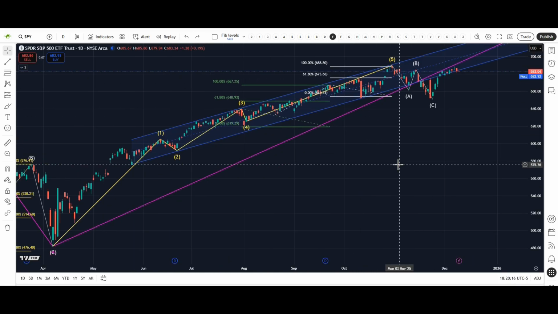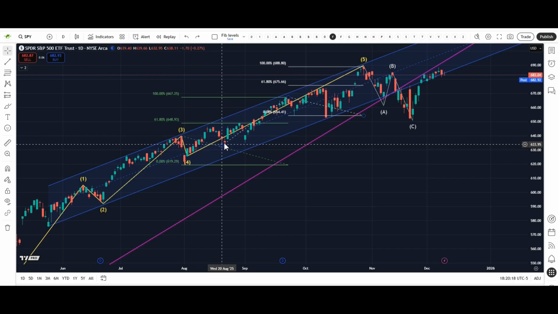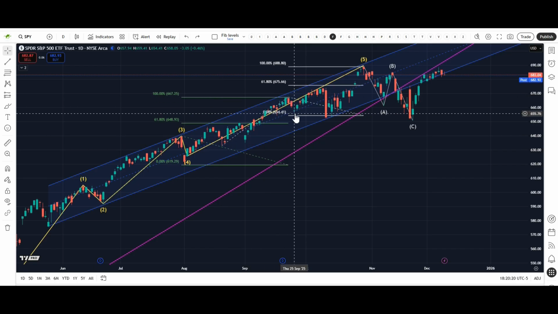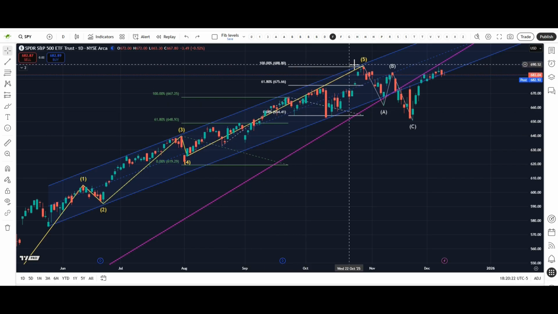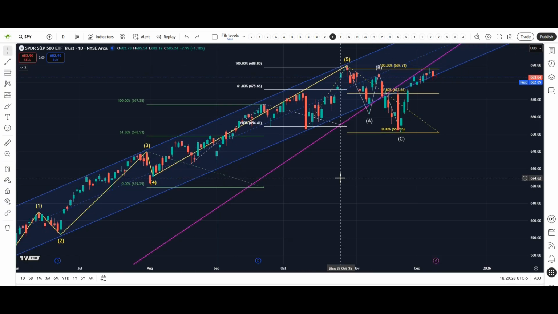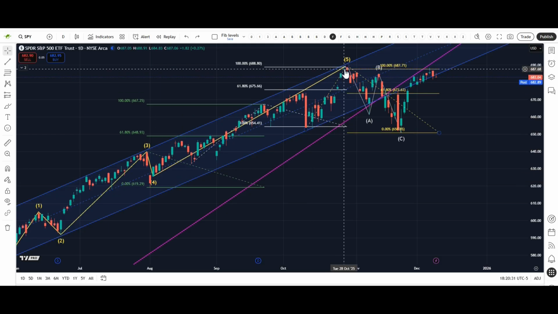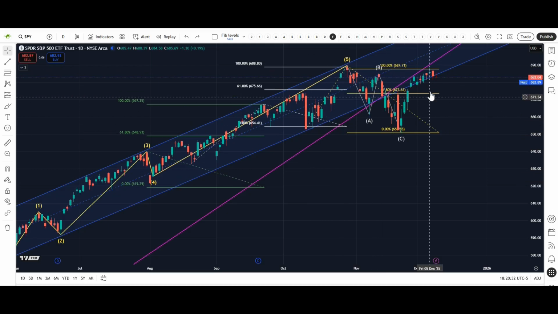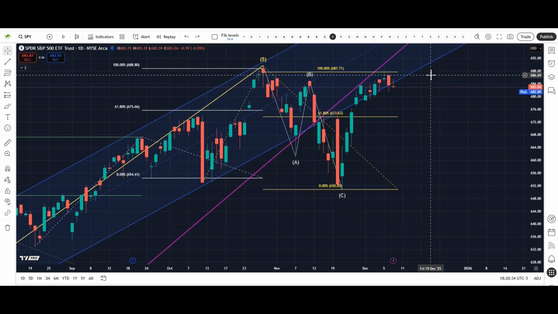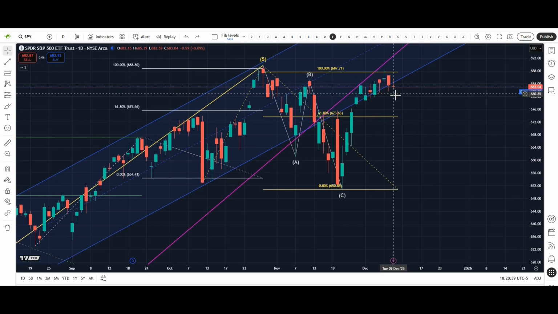The next impulse move, we've gone from the low to the high to the low. We've got another 100% measured move area. And again, we've pulled back. The next one, we've gone from the low to the high to the low. We've hit the 100% measured move area again at 687.71, and we're now pulling back.